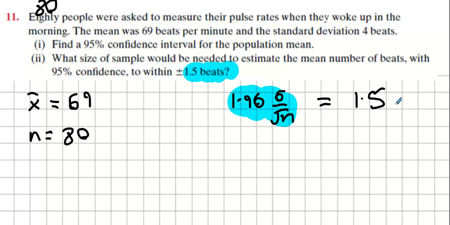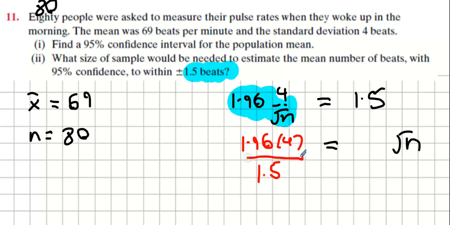Is that all right with you guys? Okay. I'm going to replace sigma with 4. I'm going to multiply up the root n. So it's 1.5 root n. Then I'm going to have 1.96 multiplied by 4. Then I'm going to grab the 1.5 and put it underneath. Then I'm going to square both sides.